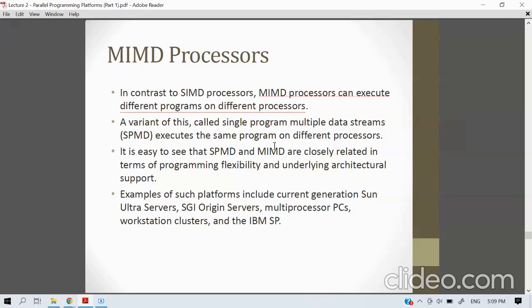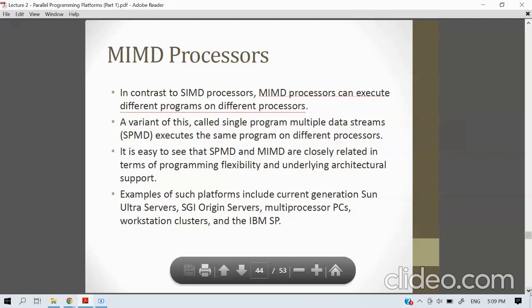Okay, examples of platforms that use SPMD or MIMD are Sun Ultra servers, SGI Origin servers, and others, or even workstation clusters, and the IBM SP also implements MIMD or SPMD.